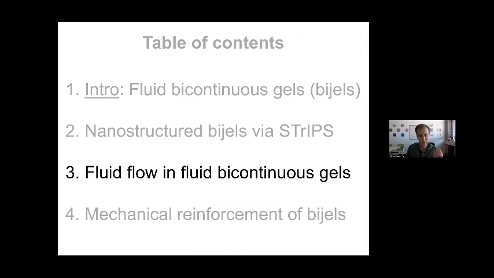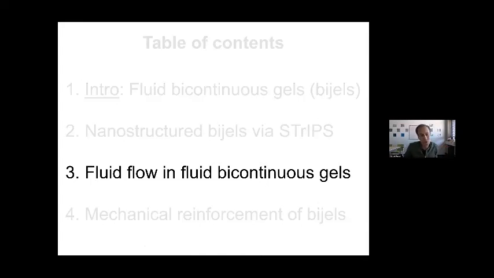Third part of the talk, how to flow fluids through bicontinuous gels, fluid-bicontinuous gels.